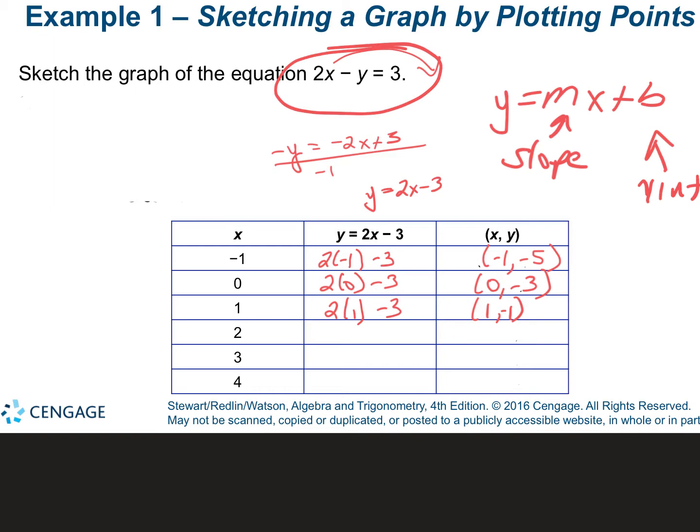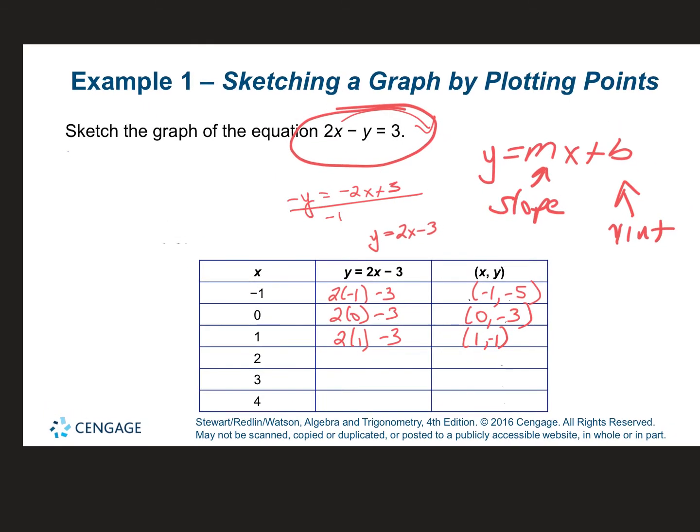You guys aren't going to do that much more in your math career. You're going to be asked to graph equations by putting it into slope-intercept form and then graphing that way, not just making a table of values. But we're just reminding ourselves of that.